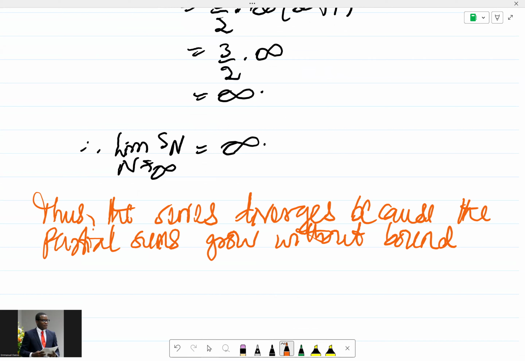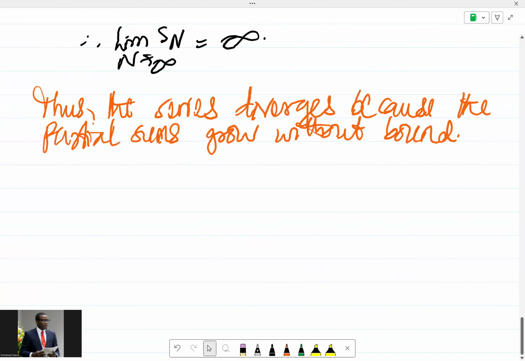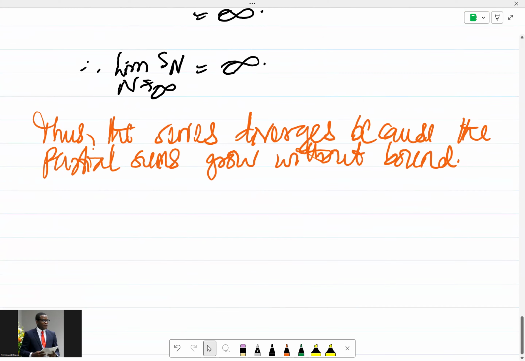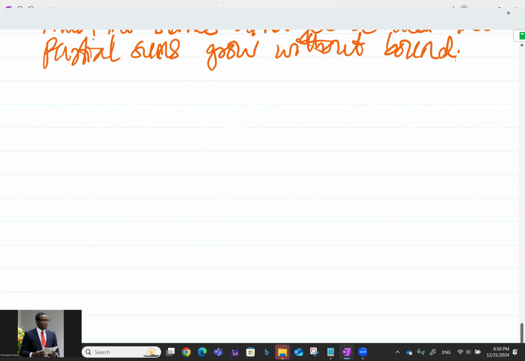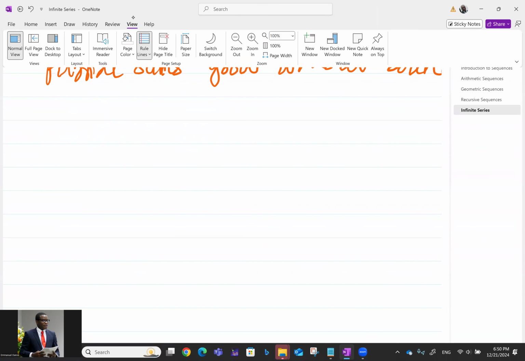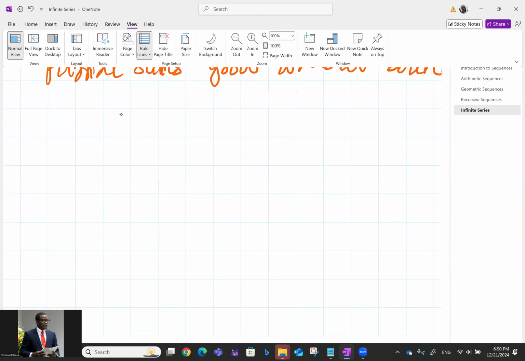Okay, so we can visualize this just like we suggested the other time. To visualize this, let me change the view. I think it's possible. I want to make it into something like a graph format.